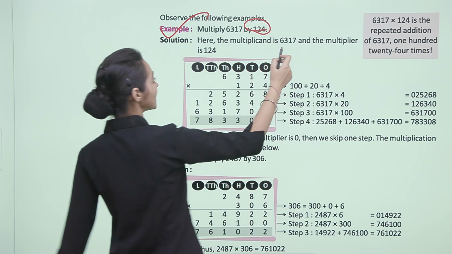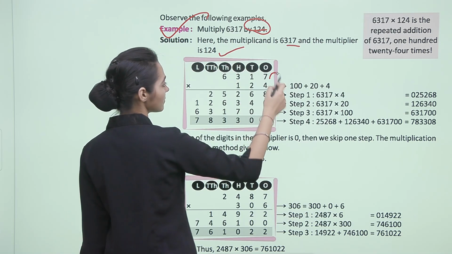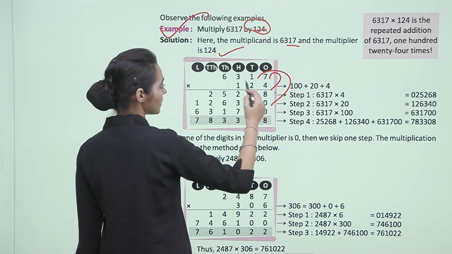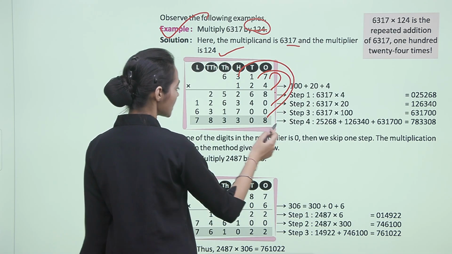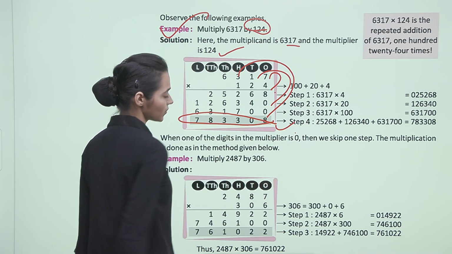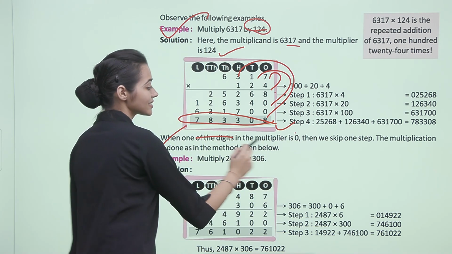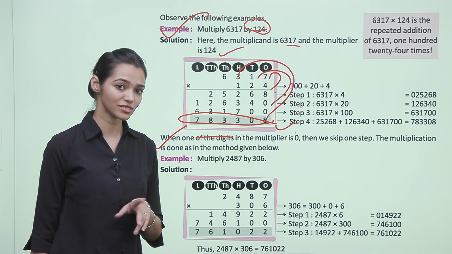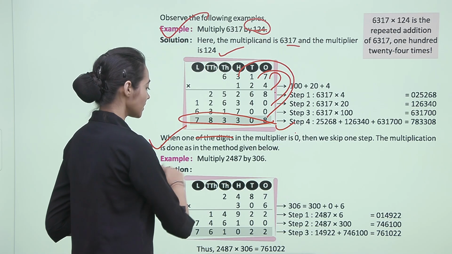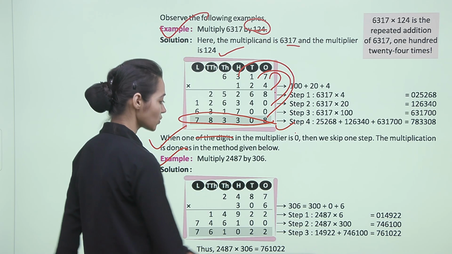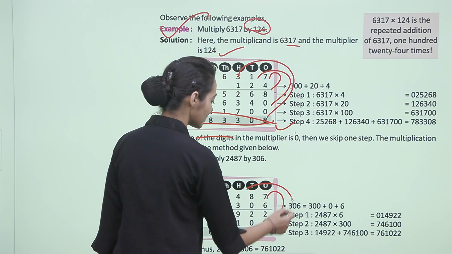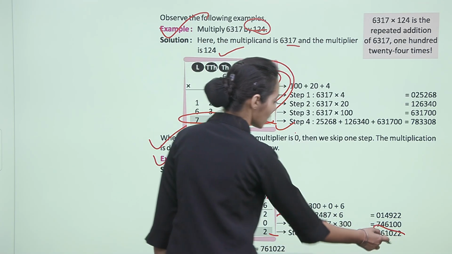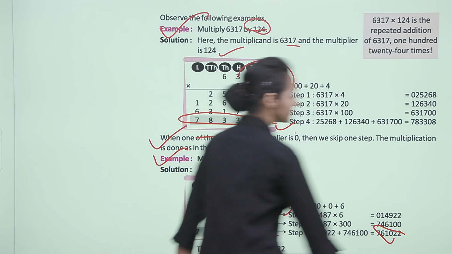So this is our multiplicand and this is our multiplier. Firstly multiplying it by ones, then multiplying it by tens, and then multiplying it by hundreds, and after adding, this is our product. Now when one of the digits in the multiplier is 0, we can skip that step and the multiplication is done in the same method. Now in the next one, for example, we have to multiply this, so we will multiply it by 6, then by 3, and then after adding, this is our required product.